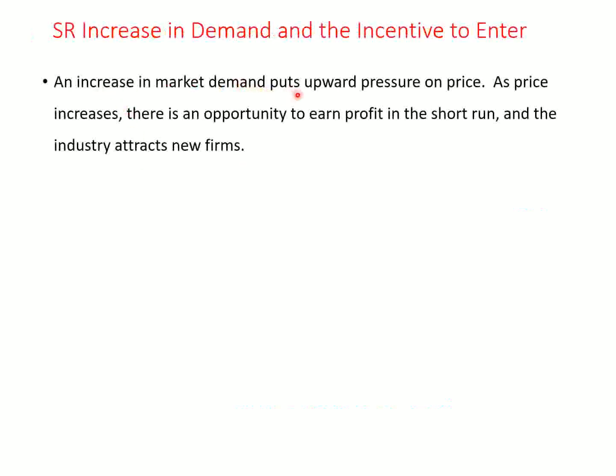An increase in market demand puts upward pressure on price. In the short run, if the market demand increases, it pulls the price upward. As the price increases, there is an opportunity to earn a profit in the short run. So the firms can make a supernormal profit in the short run, and the industry will be attractive, and new firms are going to enter the market to get that supernormal profit.